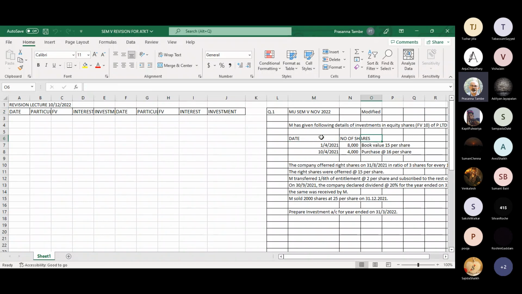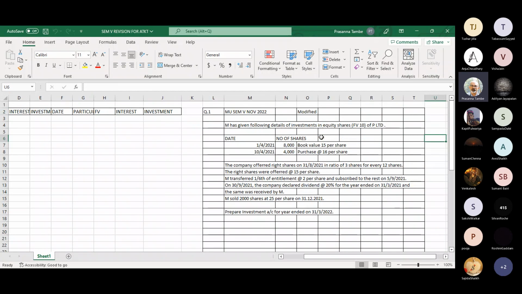It's about investment accounting for shares. We are given the data for financial year 21-22. On 1st April 21, there is an opening balance of 8,000 shares whose book value is 15 rupees a share. Then there is a purchase on 10th of April, 16 rupees a share, 4,000 shares are purchased. There is a rights issue on 31st August, and the ratio for the rights issue is given. The investor has partly subscribed to the rights issue, and part he has renounced. So we'll see what is the accounting for renunciation of these shares and investment.